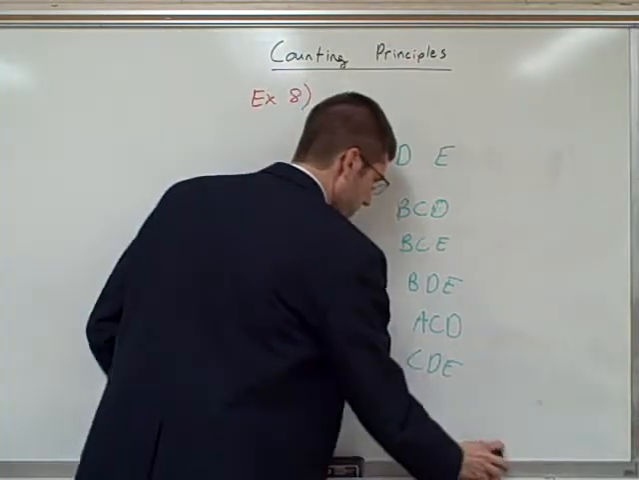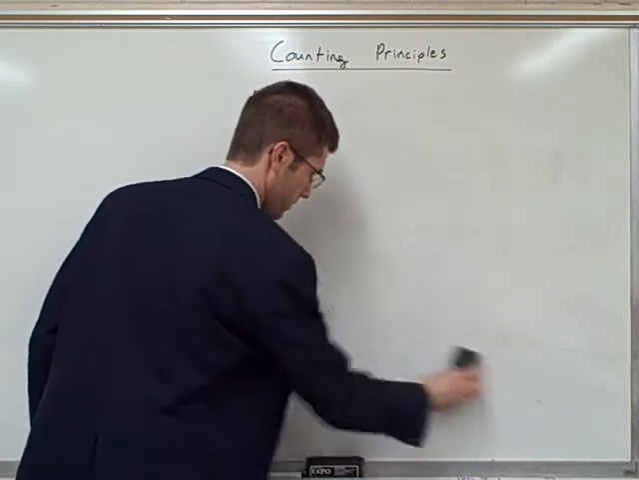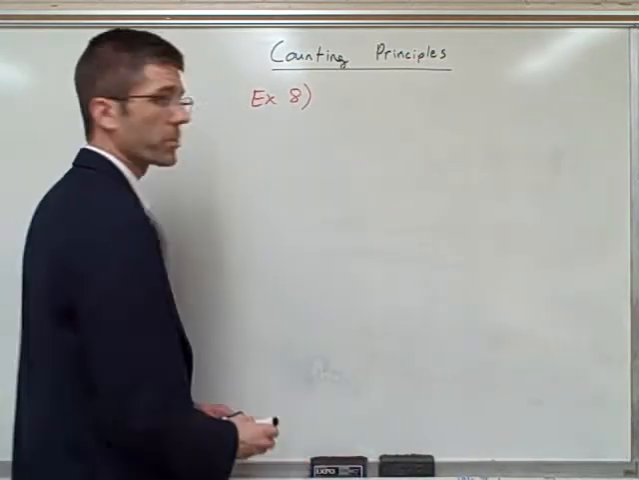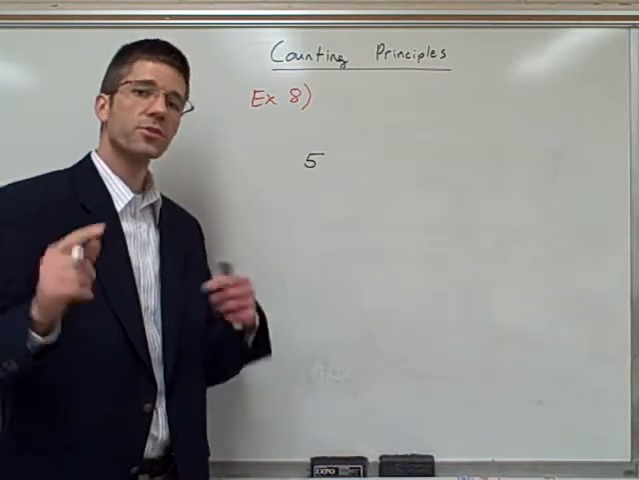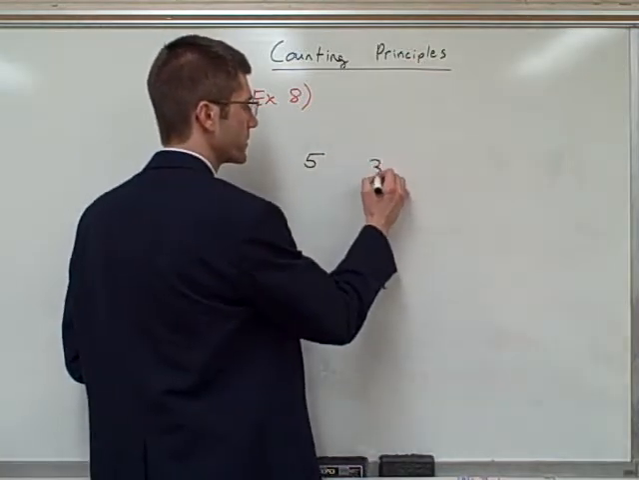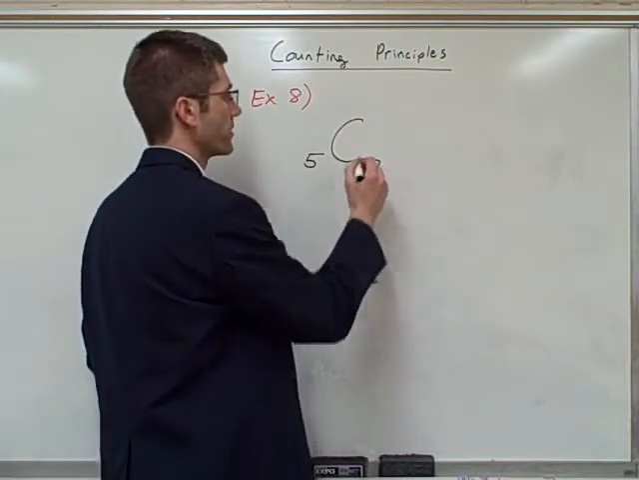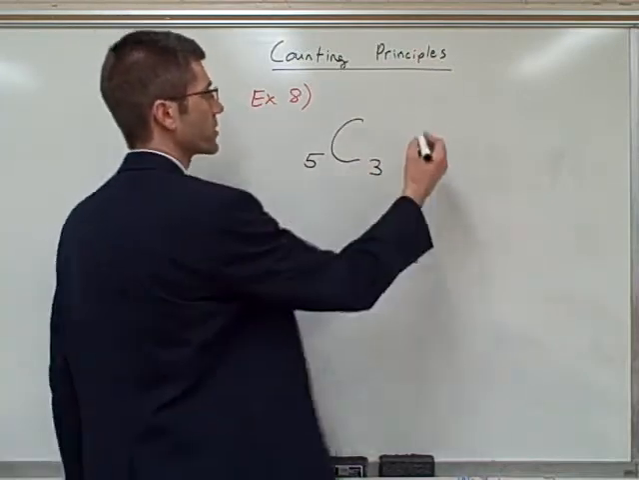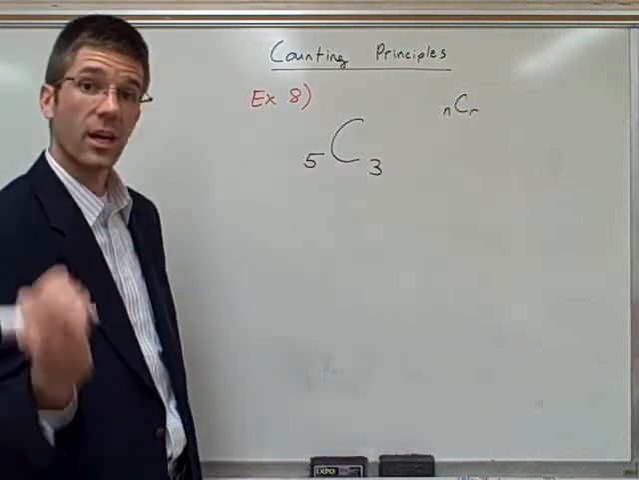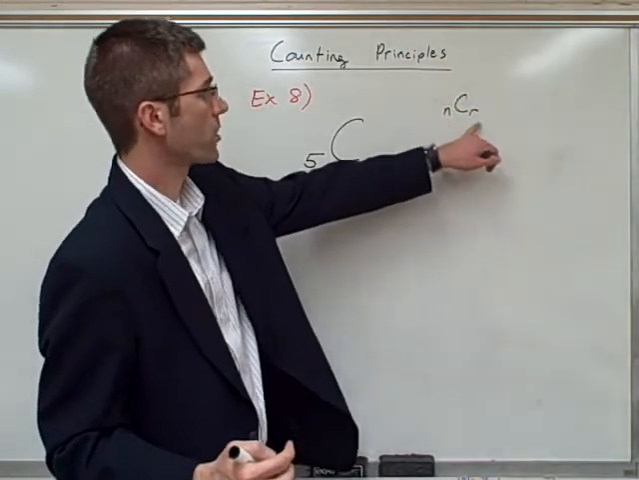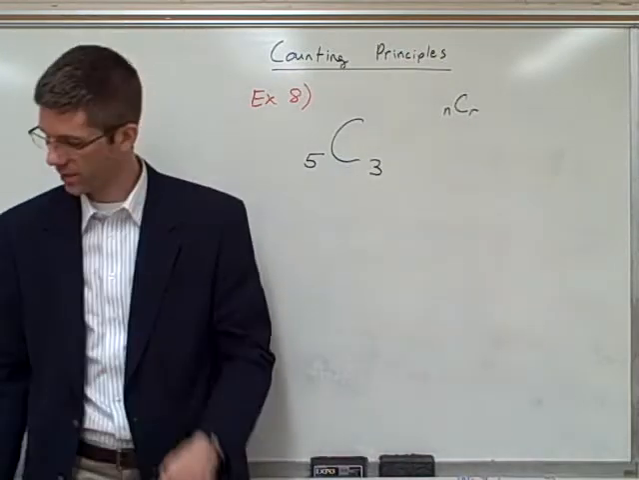So let's mark this out. We have a big group of 5, a small group of 3. We know the order is unimportant, so it's a combination. In your calculator, you're going to use the little thing called nCr. Same as with nPr. The n is the big group, the r is the small group. Same kind of idea, same way to get to it on the calculator.